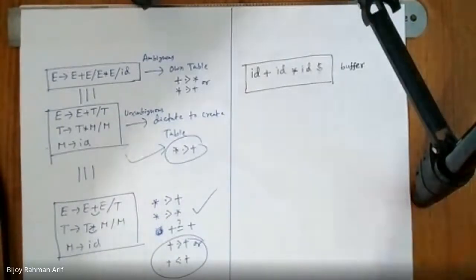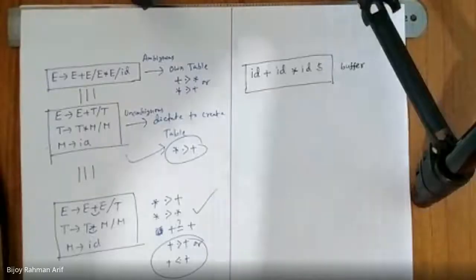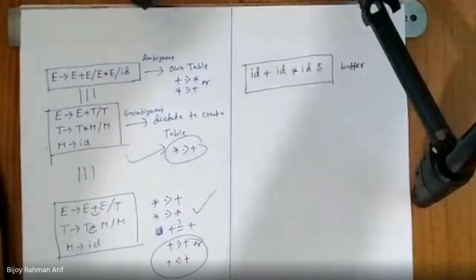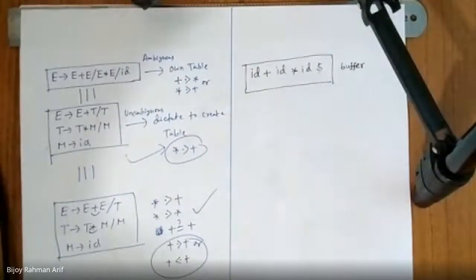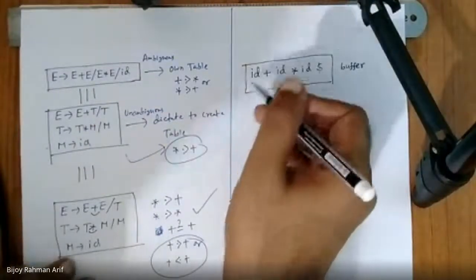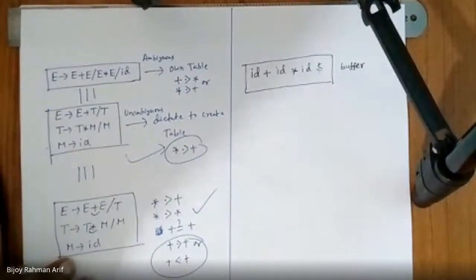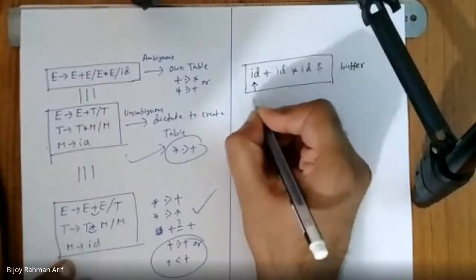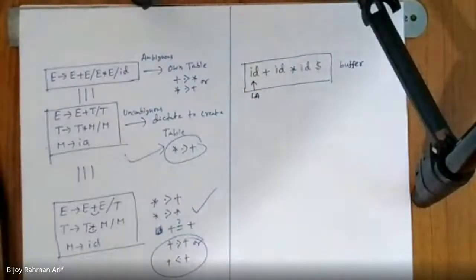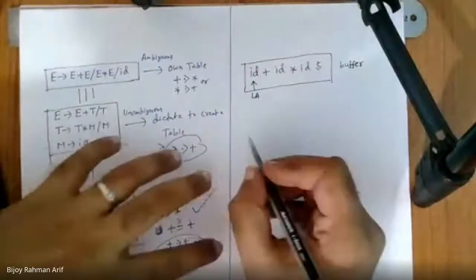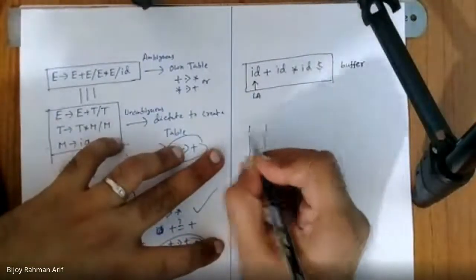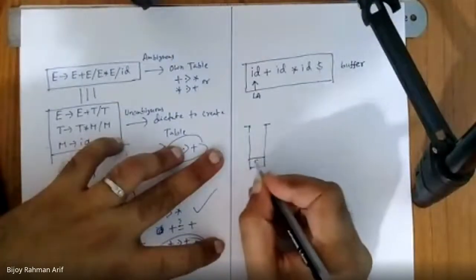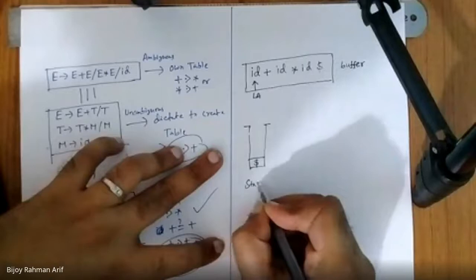Initially, all those things are inside the buffer, the input stream. All the input stream is initially in the buffer, and from here we are going to take one character at a time. Did you remember the tokenizer step? This is the input stream, initially in the buffer, and currently my look ahead is pointing to this ID. And this is my stack. Initially it is empty, and at the end of the stack there is a dollar.